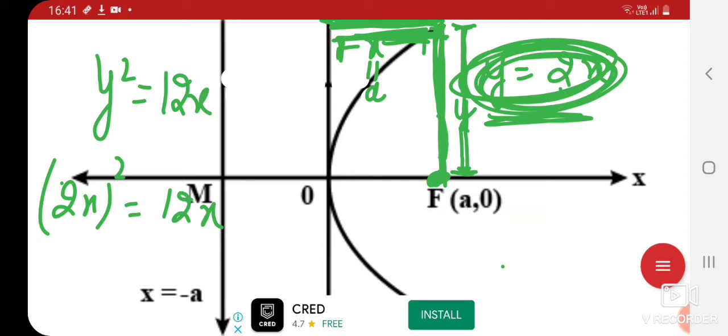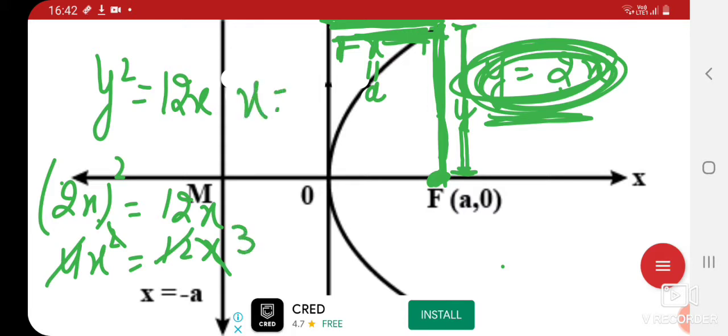So when you put y equals 2x here, you will observe that this will be (2x) squared equals 12x, right? This will be 4x squared equals 12x. This x will be cancelled out, and 4 cancels into 12 as 3. So here you get x equals 3. What does this mean?